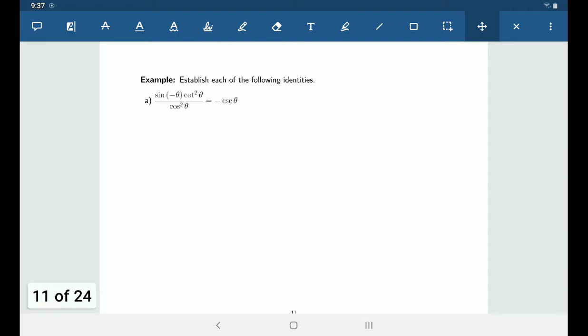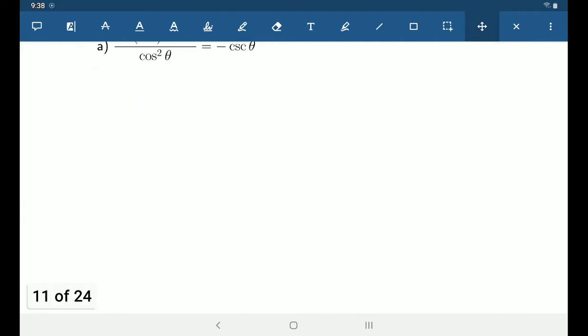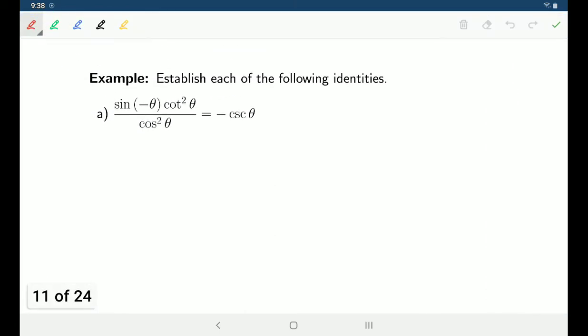Here I've got an identity to work with, and if you're looking at the left side, there's lots of things you could do. Cotangent could be turned into cosine over sine. Cosine squared, you could use a Pythagorean identity and turn that into a sine squared if you wanted to. You've got sine of negative theta. You could use an even odd identity. On the right side, there's less obvious things that you could do. I mean, you could turn cosecant into 1 over sine, but then I'm not sure really what else you would do after that. So here, that's my plan. I'm going to start with the left side.